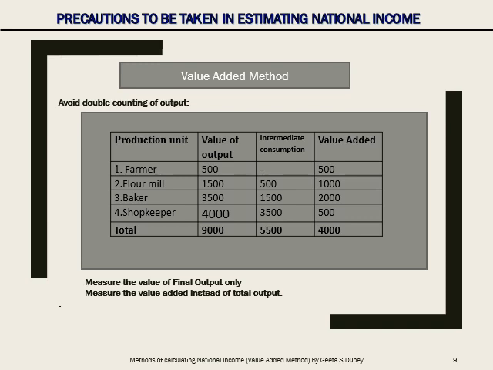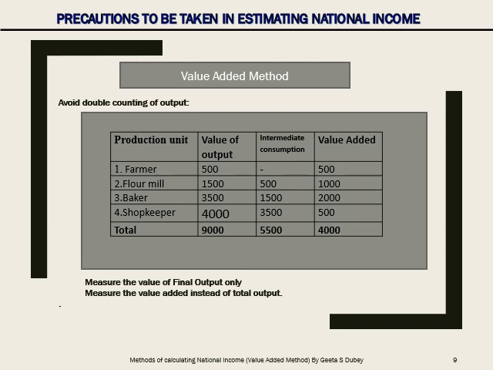He sells it for rupees 500 in the market to a flour mill owner. For the farmer, value addition is 500 as he does not incur any intermediate cost. The purchase of wheat by the flour mill is an intermediate good. He converts it into flour and sells it for rupees 1,500 to a baker. The flour mill treats the flour as a final good. The baker purchases the wheat flour from the flour mill and converts it into bread. He sells the same to a shopkeeper for rupees 3,500. The shopkeeper sells this bread to consumers for rupees 4,000.